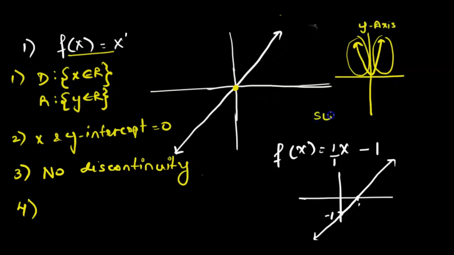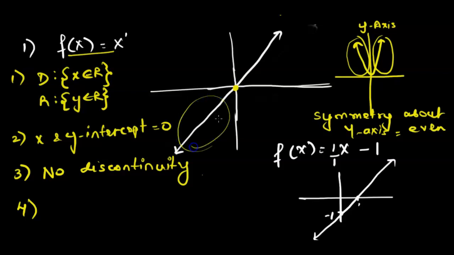If the graph has symmetry about the y-axis, then that type of symmetry is called even symmetry. However, when we look at this graph, the left side of the y-axis is below the x-axis, so it's in this section, and the right side it's in this section.